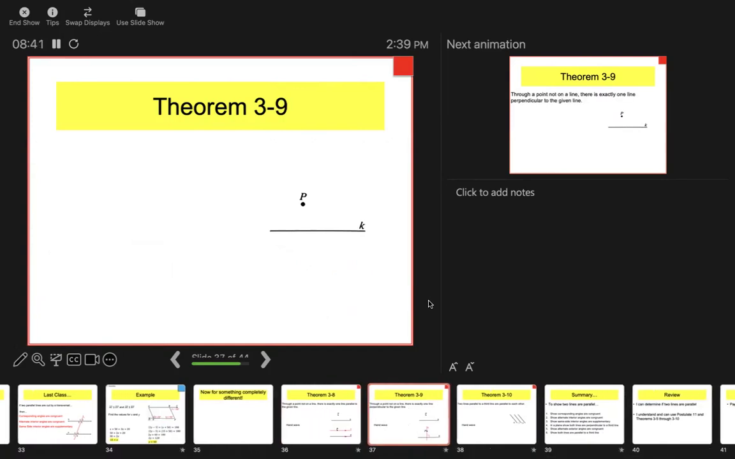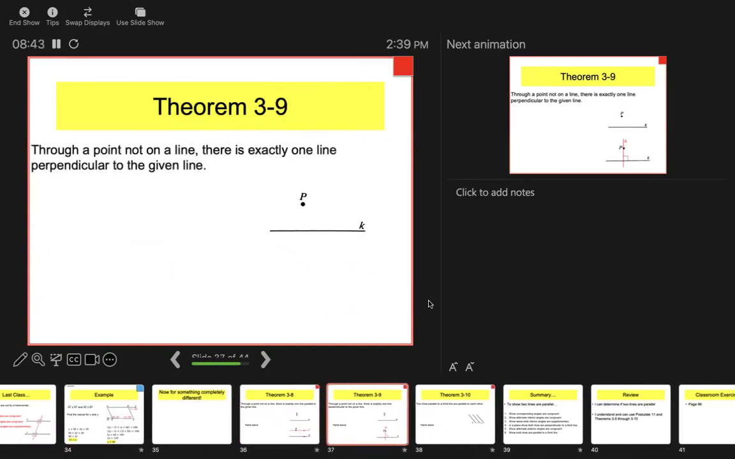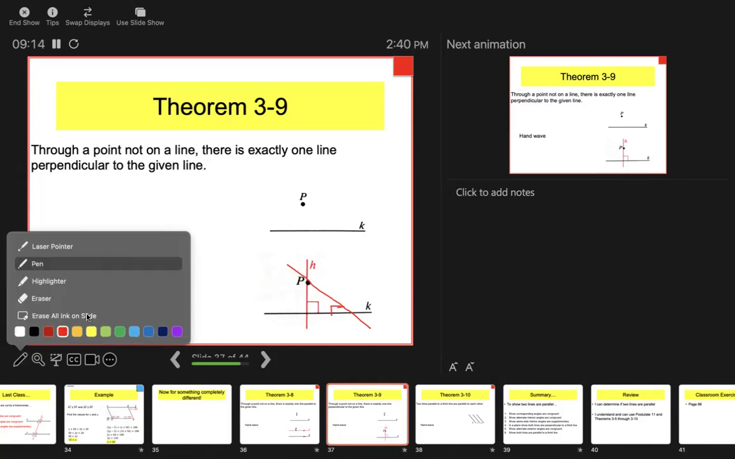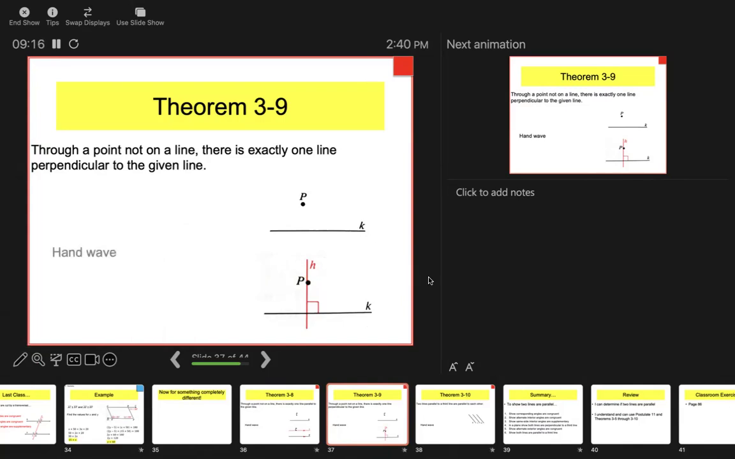All right, theorem 3.9 says the same thing except for perpendicular lines. It says through a point not on a line, there is one line through P that is perpendicular to line K. I'll give you another quick proof of this. If I draw another line through P that goes to K, and it was 90 degrees as well, if it was perpendicular to the line K, then you'd have a triangle where two of the angles equal 90, and that can't happen. You can't have two angles of a triangle equal 90, not on a flat plane. So that was another hand wave proof.